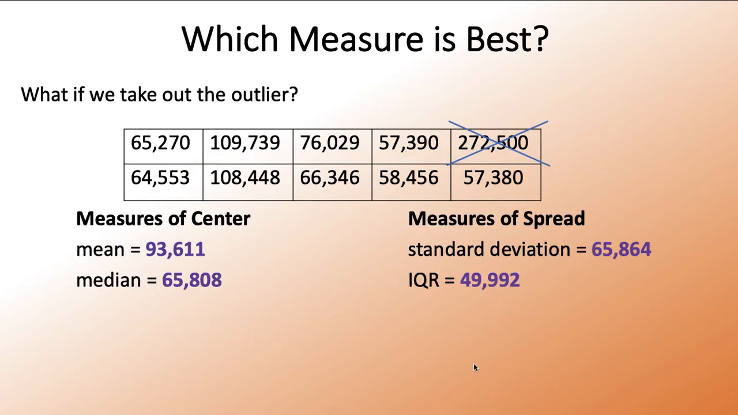Let's say we took out the outlier. You might have noticed one of the salaries is much larger than the rest. This salary might be the CEO's or another top executive in the company. And that salary was $272,500. We're going to recalculate the measures of center and measures of spread.